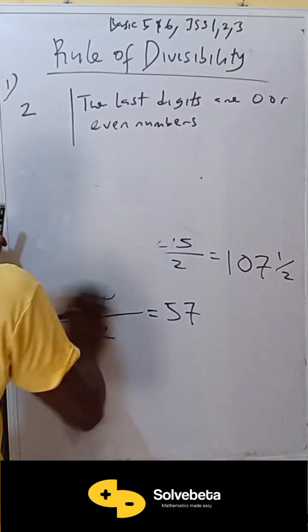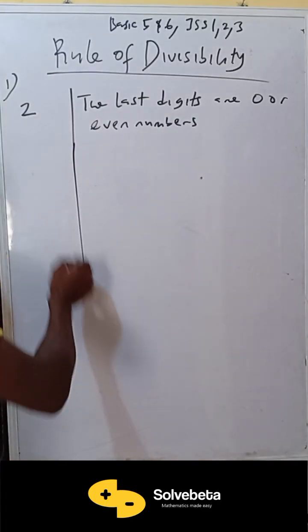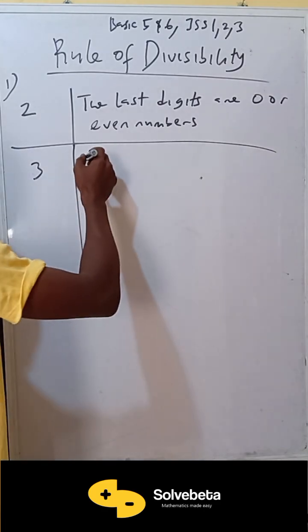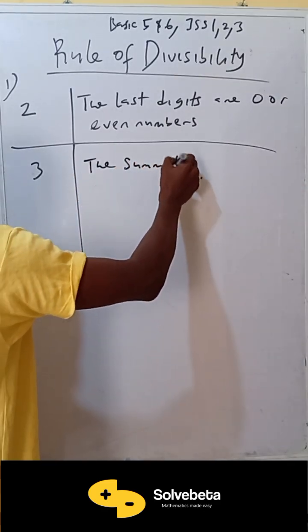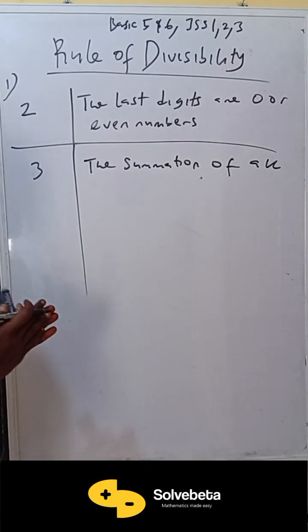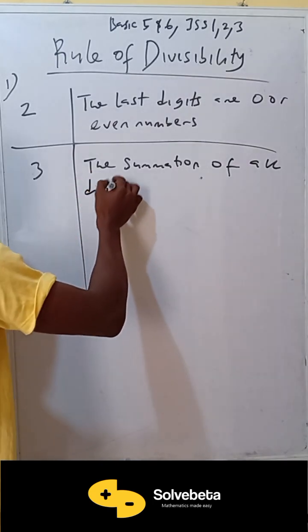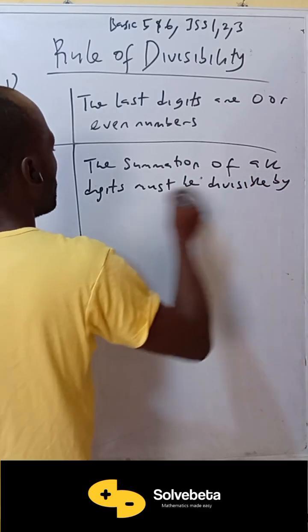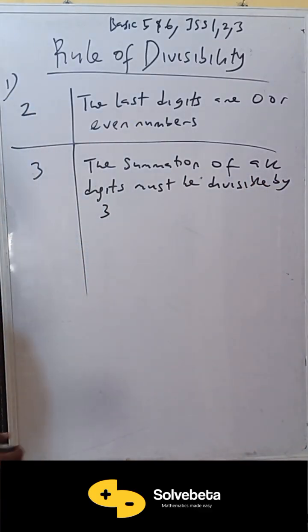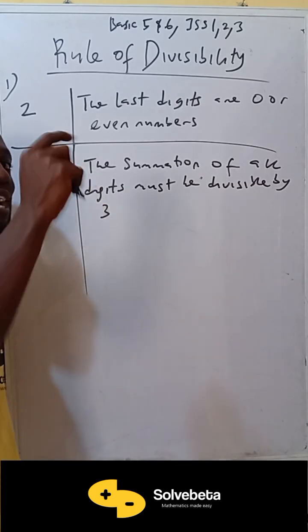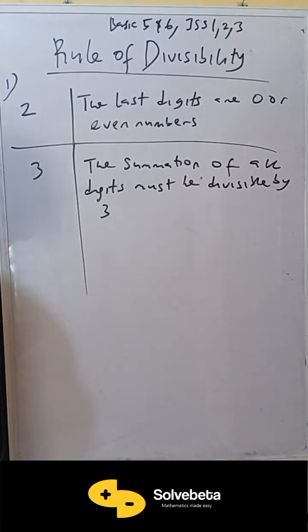How do you know if 3 can divide a number? The rule for 3 is this. The summation of all the digits, please, add up all the digits, must be divisible by 3. What do we mean by summation of all the digits? If you want to know whether 3 can divide a number, add all the digits of that number together. If 3 can divide this sum of all the digits, the number is divisible by 3.